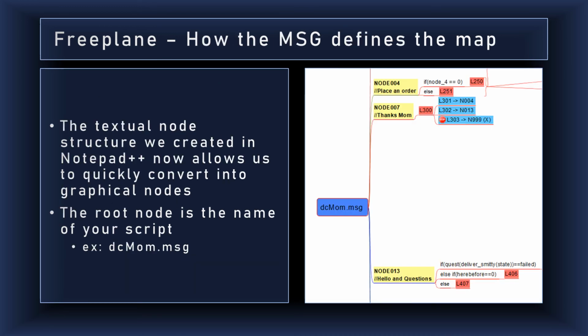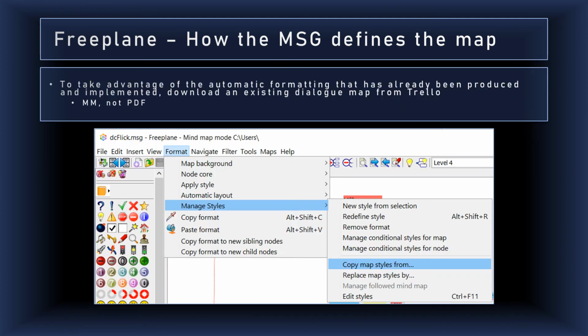Now, the textual node structure that we created in Notepad++, meaning that we have the node definitions, we know what the lines are, we know what nodes all of our replies are going to, we have factored in all of our if-then-else conditionals. Now we can convert them to graphic nodes really fast. The root node is the name of your script, and then as I said, you hit insert, you go ahead and create your node, and then you can create the dialogue that's attached to it.